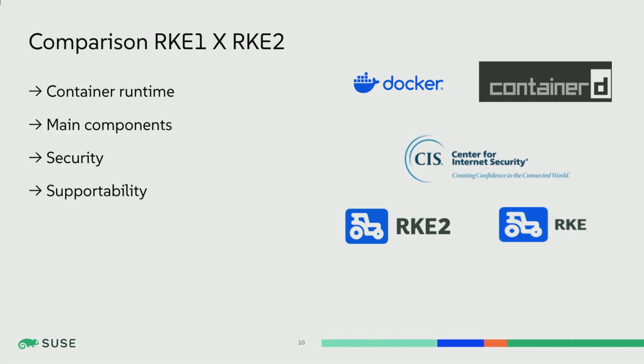The third reason was about security. So with RKE2, you can pass the majority of the CIS Kubernetes benchmark easily without manual intervention. And with RKE1, you can also do that, but you have to perform those activities manually.